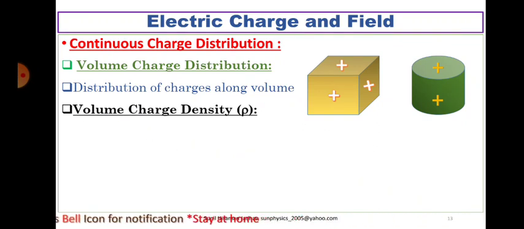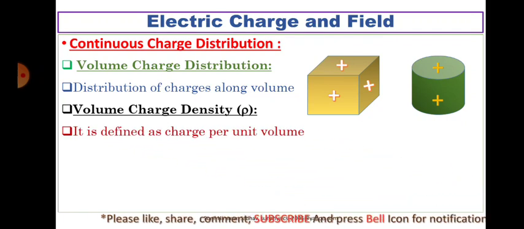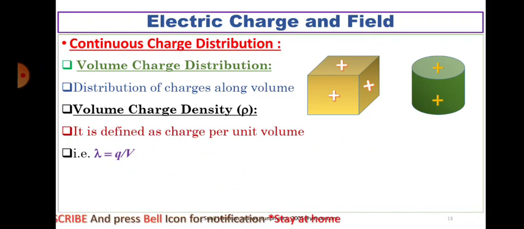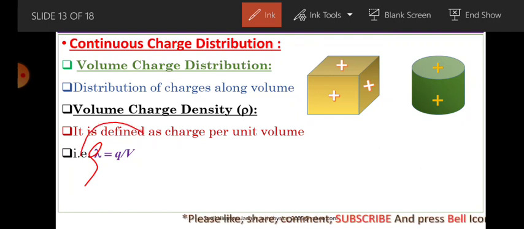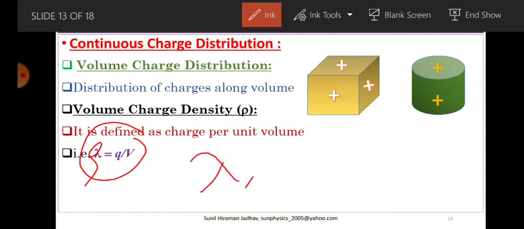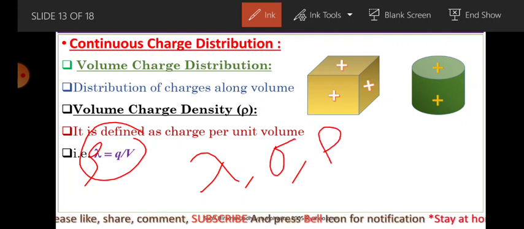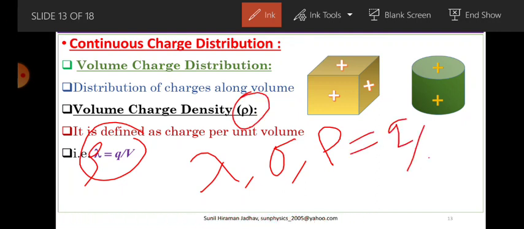It is given by rho. Just like linear charge density and surface charge density, we can write volume charge density as charge per unit volume. Mathematically, we have to use the letter rho; it is not lambda. So linear charge density is given by lambda, surface charge density is given by sigma, and volume charge density is given by rho. This rho is given by q upon V.